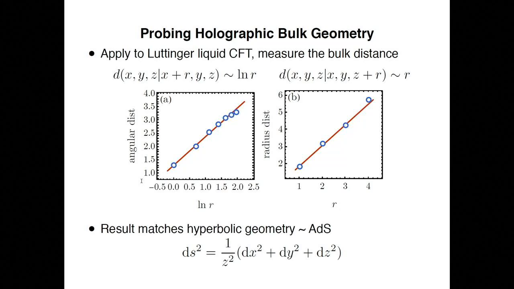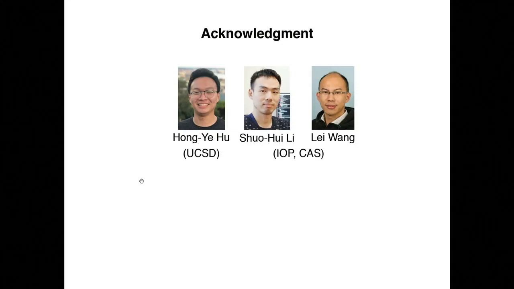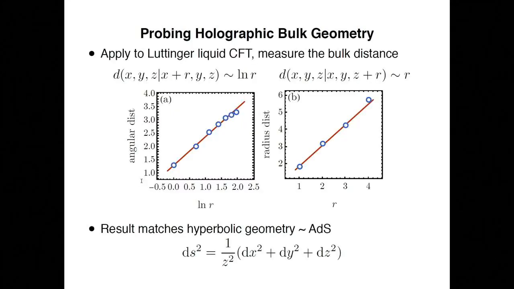So we measure the distance in the holographic dimension and also in the spatial dimension, and then we can verify that this geometry is very similar to the AdS geometry. So, thanks. These are my collaborators.